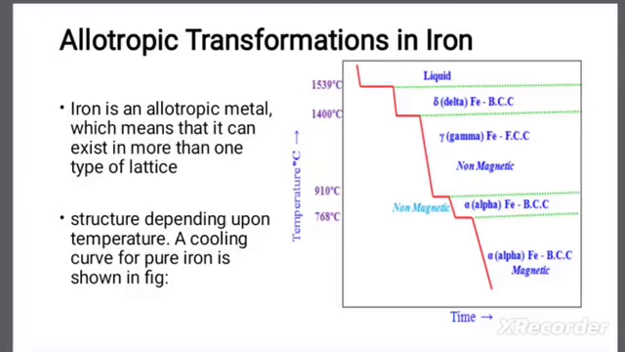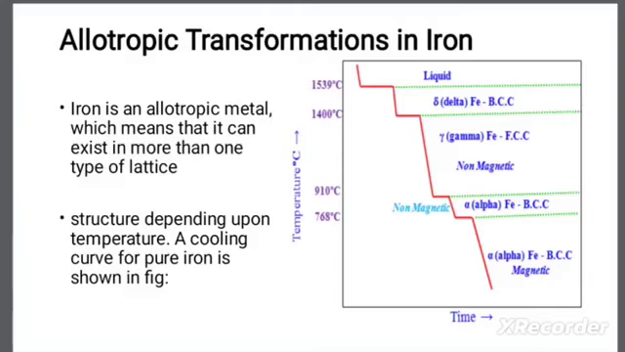Again, when we start cooling the iron from 1400 to 910 degrees Celsius, the delta region undergoes an allotropic transformation, where a solid state transformation takes place and converts the delta iron region to the gamma iron region. So at the temperature of 910 degrees Celsius, the delta iron is converted into gamma iron. Here the crystal structure is FCC. FCC is nothing but face centered cubic.